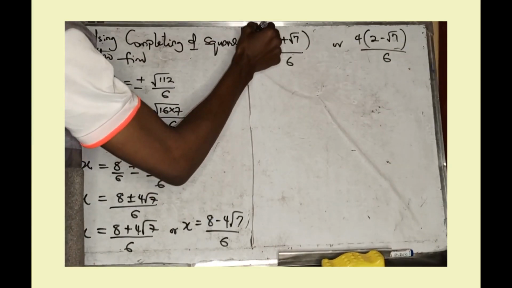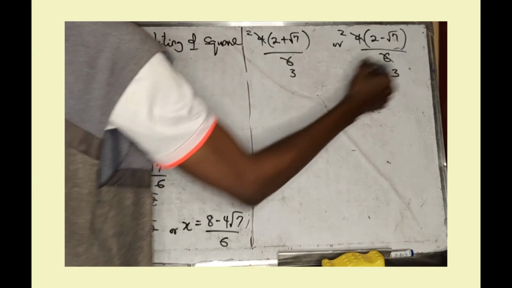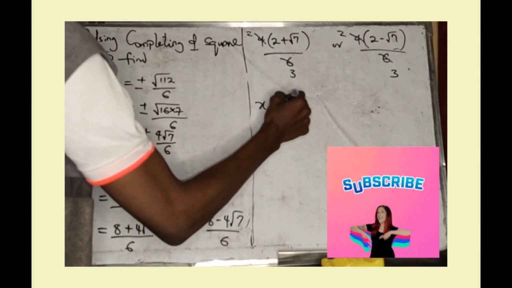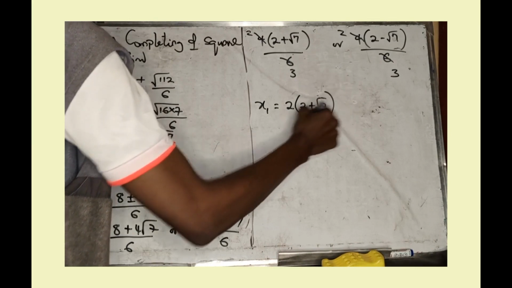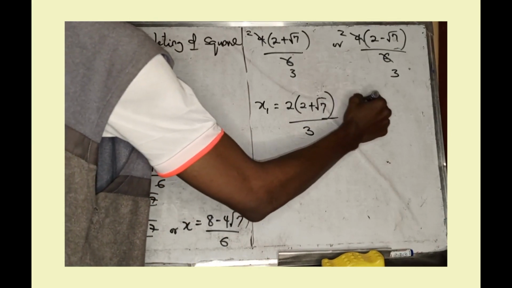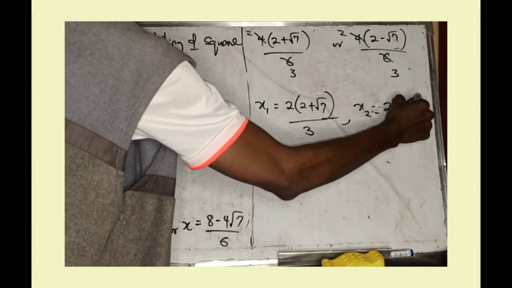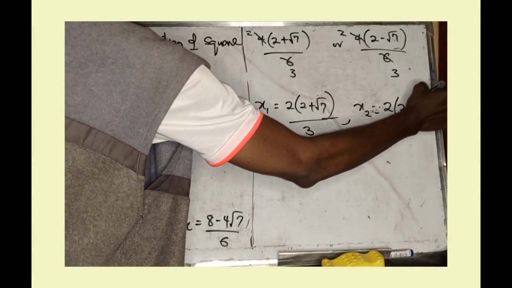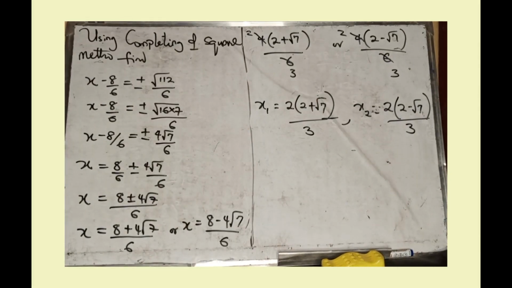Okay, so in this case now, 2 into 4 is 2, 2 into 6 is 3, 2 into 4 is 2, and 2 into 6 is 3 as well. So finally guys, my x1 to this very question becomes 2 in brackets, 2 plus root of 7, over 3. My x2 becomes 2, then in brackets 2 minus root of 7, then over 3. Good and fine. Alright guys, this is the solution to the very question we just solved.